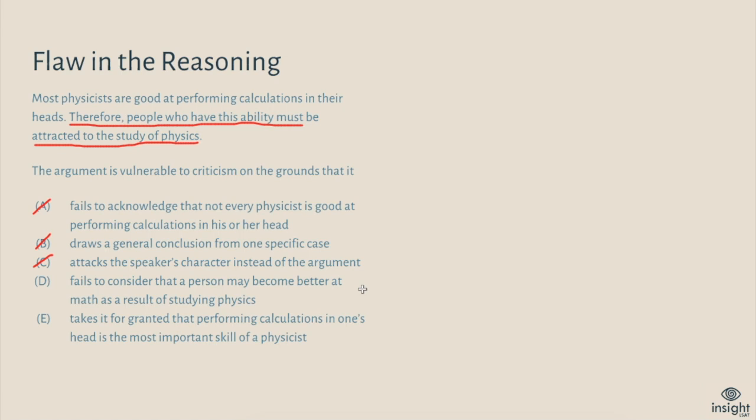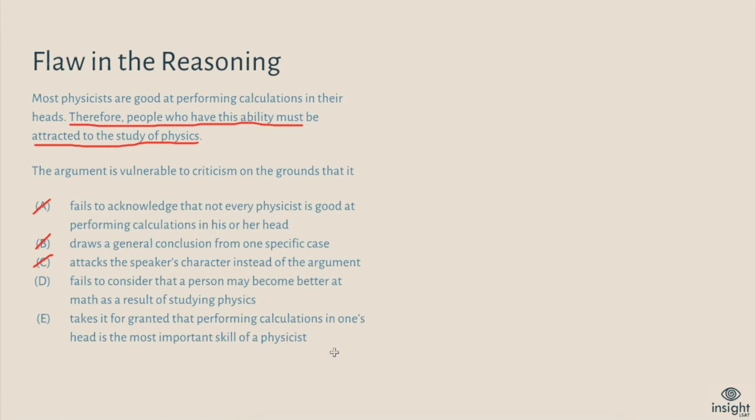D. The argument fails to consider that a person may become better at math as a result of studying physics. Okay, now that is interesting because there is a possibility here that that's the way this actually goes. The argument is making this claim that people who already have the ability to do calculations must enter into the study of physics. They must enter the field, right? But it could be the other way around. People could enter the field for completely different reasons and not have this ability, and then gain the ability while they're studying physics. That kind of makes sense, and that would be problematic for this argument. So let's keep that one in for now.